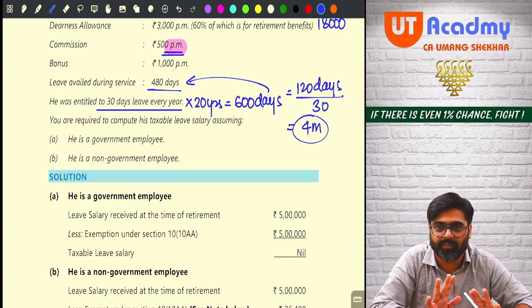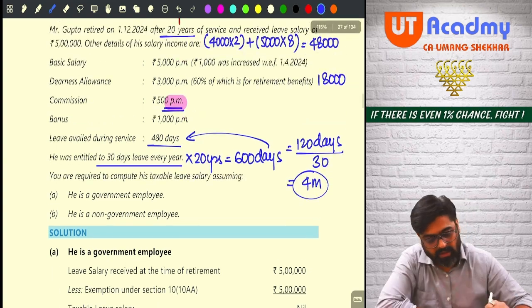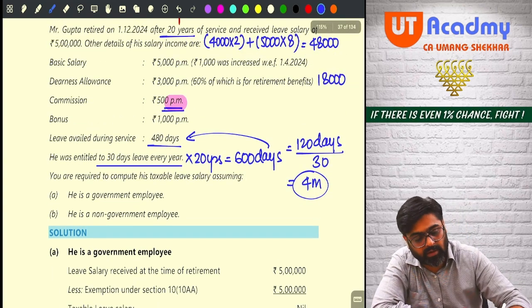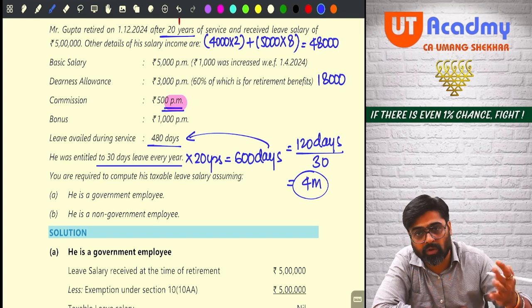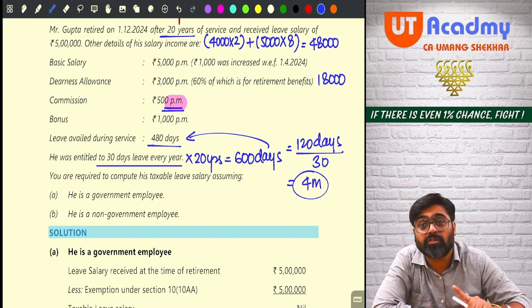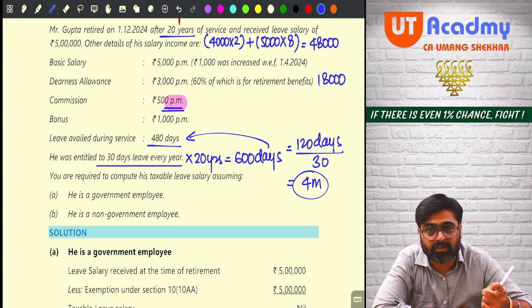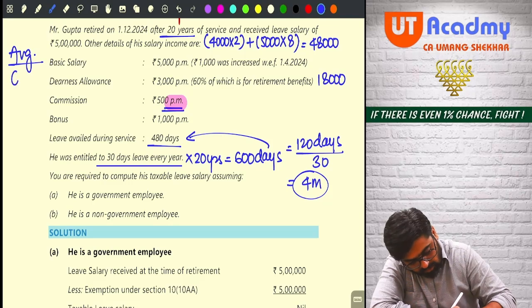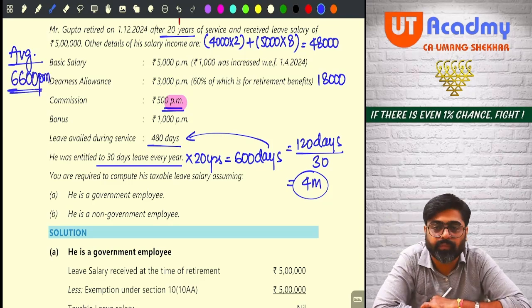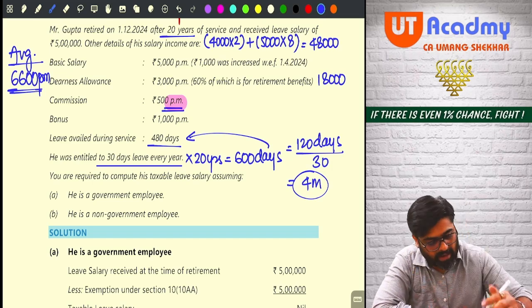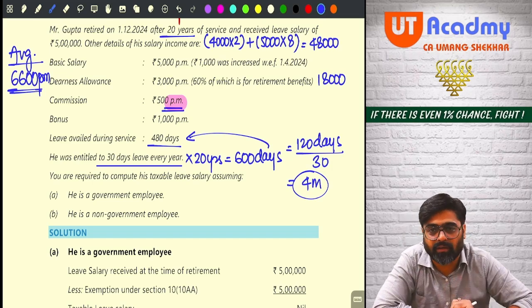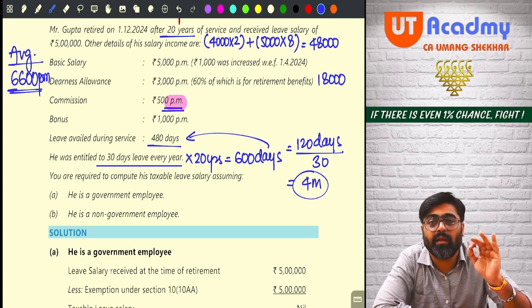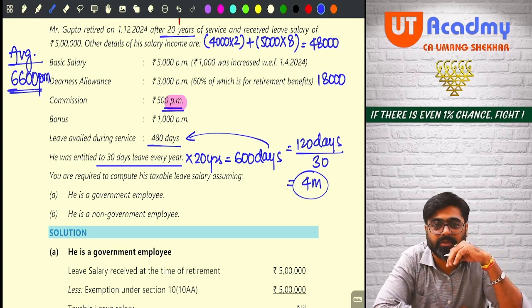Got it? Now tell me, can you calculate the average salary? Basic is 48,000, DA in terms is 18,000, no turnover commission. So it is 66,000. 66,000 divided by 10, you will get average salary 6,600 per month. Yes or no? Average salary done and leave credit also done. You will be very well able to calculate the exemption now.